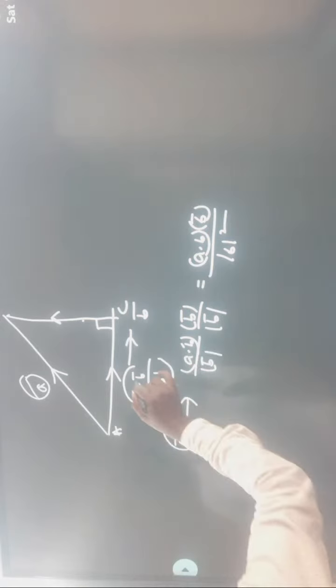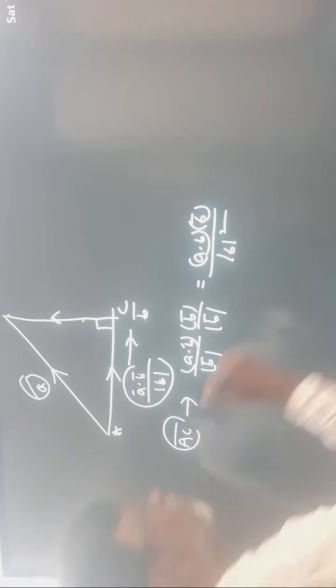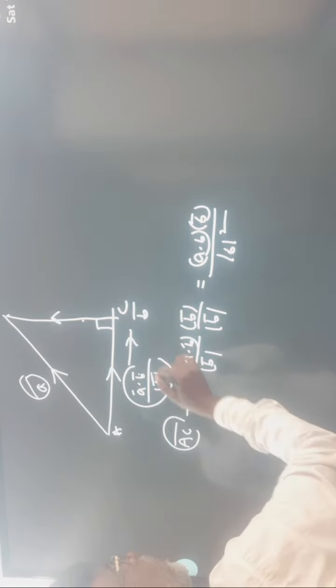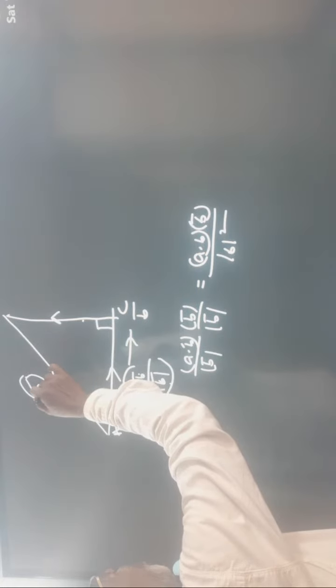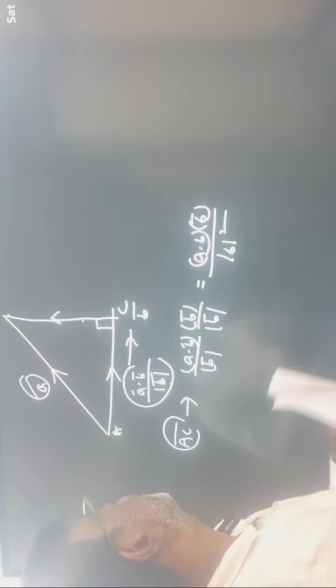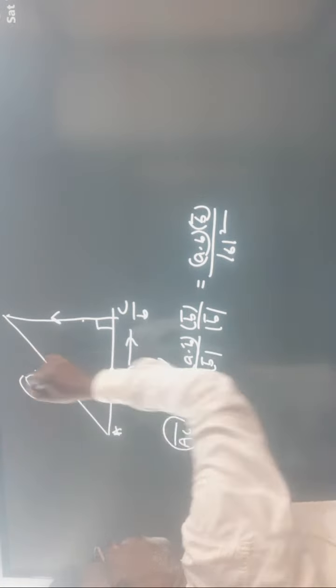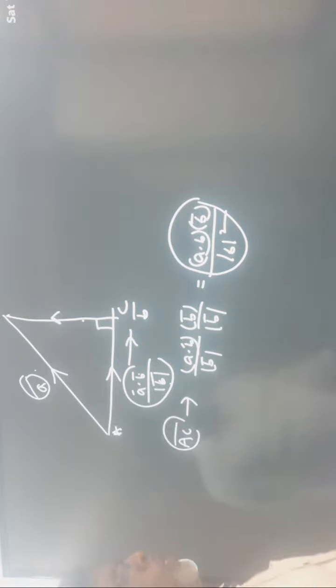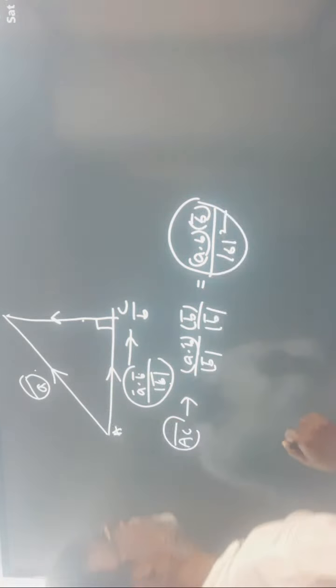AC bar is the vector, and its magnitude is A dot B by mod B. Now here is the vector projection of A bar on B bar. Remember once again, I just stress this one. The vector projection of A bar on B bar gives A dot B into B bar by mod B square.